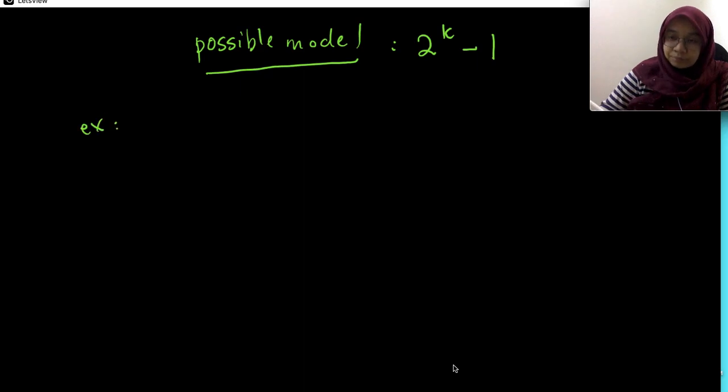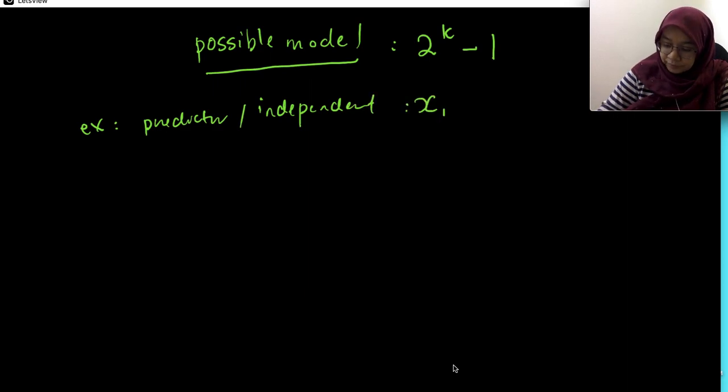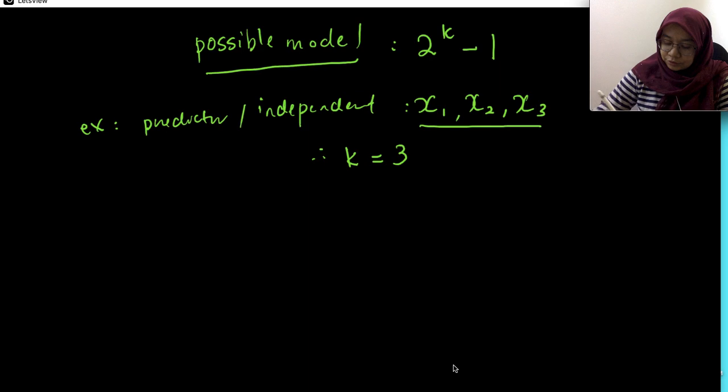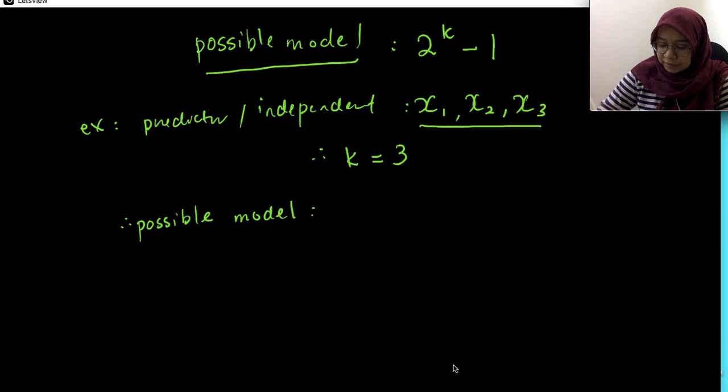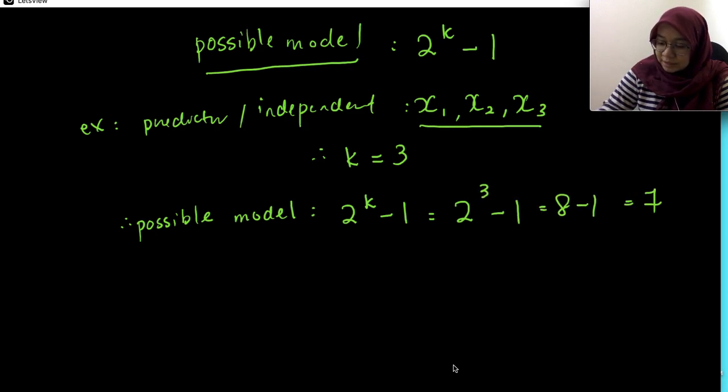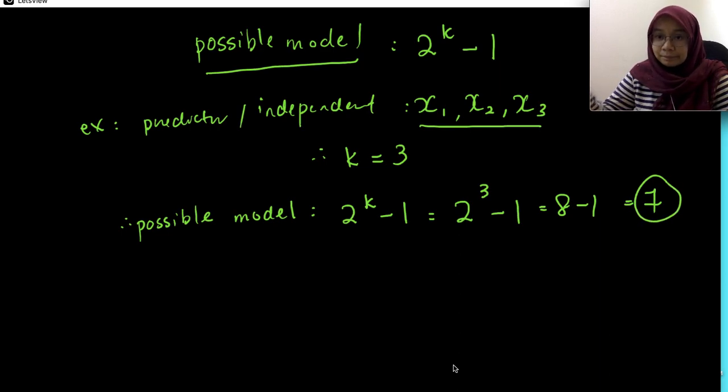For example, I have my predictor variables, or my independent variables, x1, x2, and x3. So my independent variables number 3, which means that k is equal to 3. So what are the possible models that I will have? The number of possible models is 2 to the power of k minus 1, which is 2 to the power of 3 minus 1, 8 minus 1, equals 7. So I have 7 possible models.